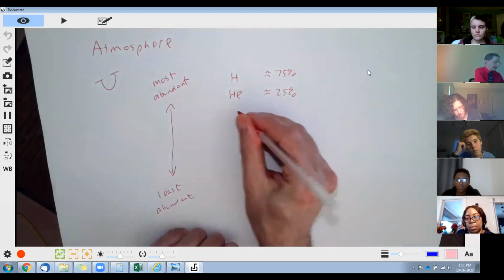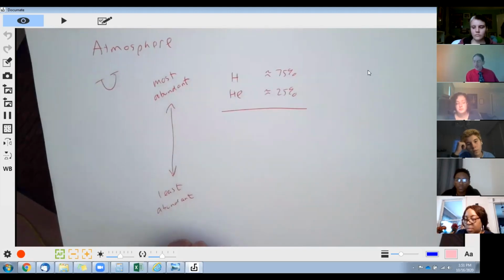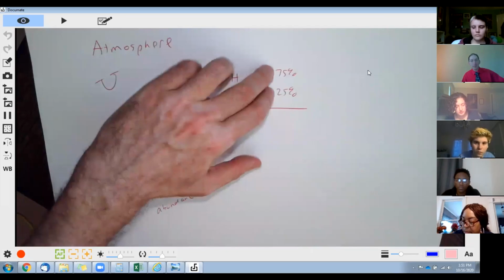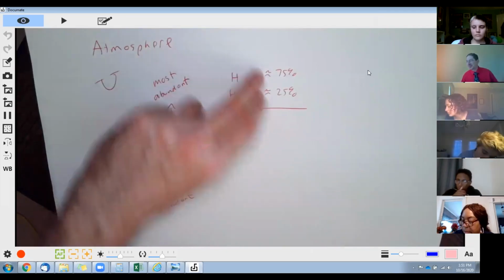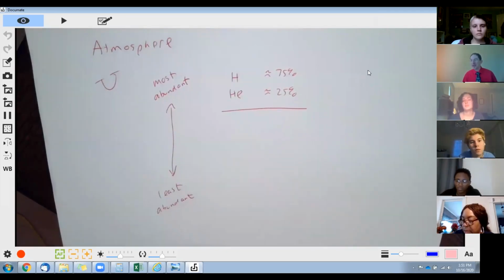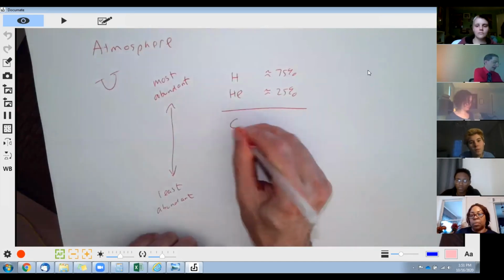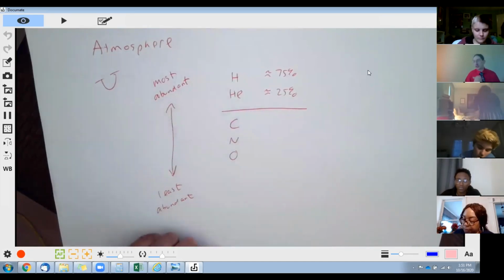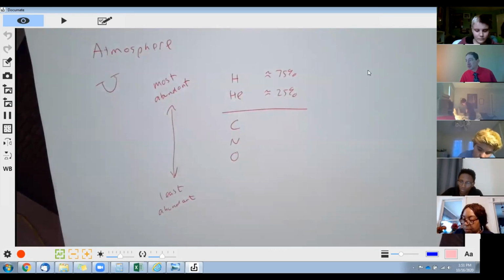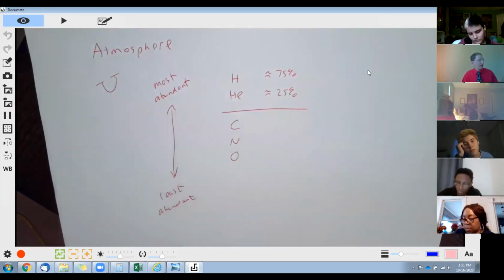And then there's a division at much lower abundance, right? Because that's almost 100%. I put little squiggles there because there is other stuff. We're made of other stuff. The next three big elements are carbon, nitrogen, and oxygen. These are made in the bellies of stars, and some of the stars explode and scatter this stuff throughout the universe. So ever since the Big Bang, this has been going on.